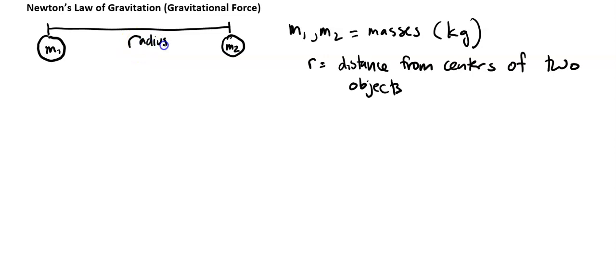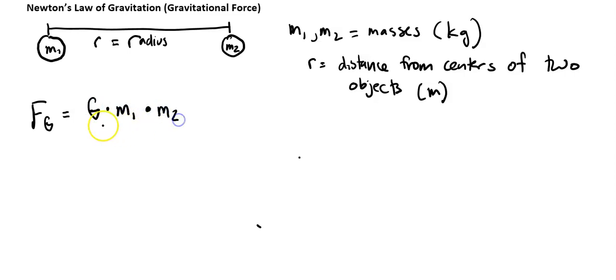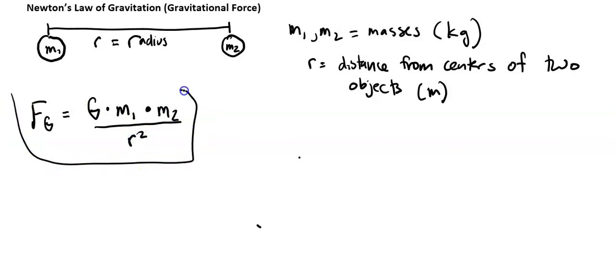Oftentimes people call it the radius, which I know is confusing because it's not really a radius exactly in this case. But again, that is r, the radius. And oftentimes we will want that measured in meters. Cool. So the equation that governs this is Fg, the gravitational force. M1 and M2 exert an attractive force on each other. It's going to be big G, which I'll explain in a second, that's a constant, times M1 times M2, all divided by radius squared.